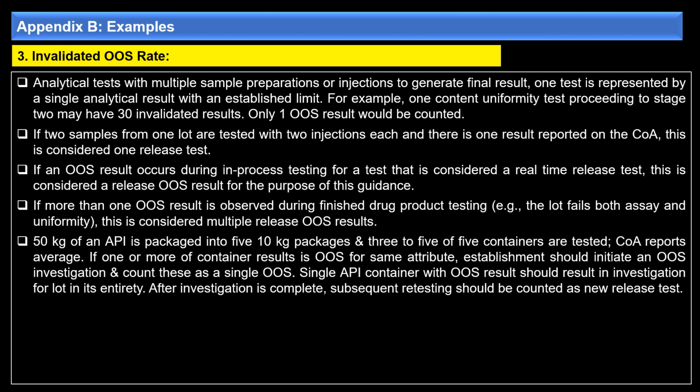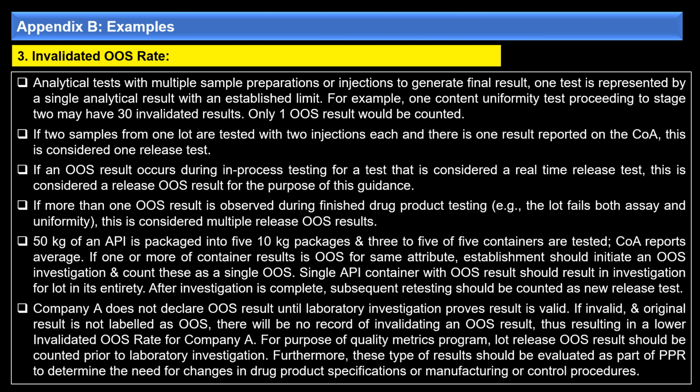For example, if 50 kg of API is packed into 5 containers of 10 kg each and 3 to 5 of the containers are tested, and the COA reports the average, then if one or more container results are OOS for the same attribute, the establishment should initiate an OOS investigation and count this as a single OOS. A single API container with OOS results should result in investigation of the lot in its entirety. After the investigation is complete, subsequent retesting should be counted as a new release test.